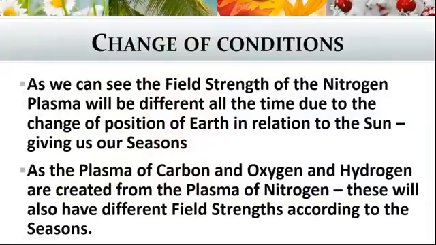So that graph is there just to illustrate that as the conditions change, which is the distance between the sun and the earth, the nitrogen plasma field strength will be different all the time. Depending on the seasons, your nitrogen plasma of summer will have a different field strength to that of spring, autumn, and winter. And just to reiterate, as the plasmas of the carbon, oxygen and hydrogen are created from this plasma of nitrogen, these will also have different field strengths according to these seasons, which are the gap between the sun and the earth.